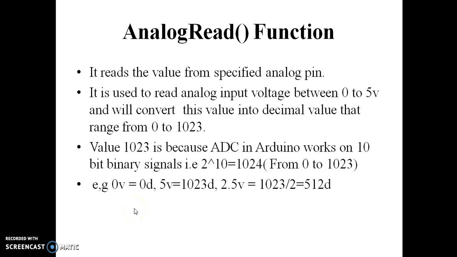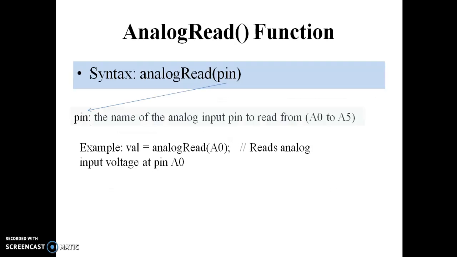Now suppose the analog read voltage is 0, then it will be converted into decimal 0, or if the read analog voltage is 5 volts, then it will be 1023, or if it is 2.5 volts, then it will be converted into decimal 512.